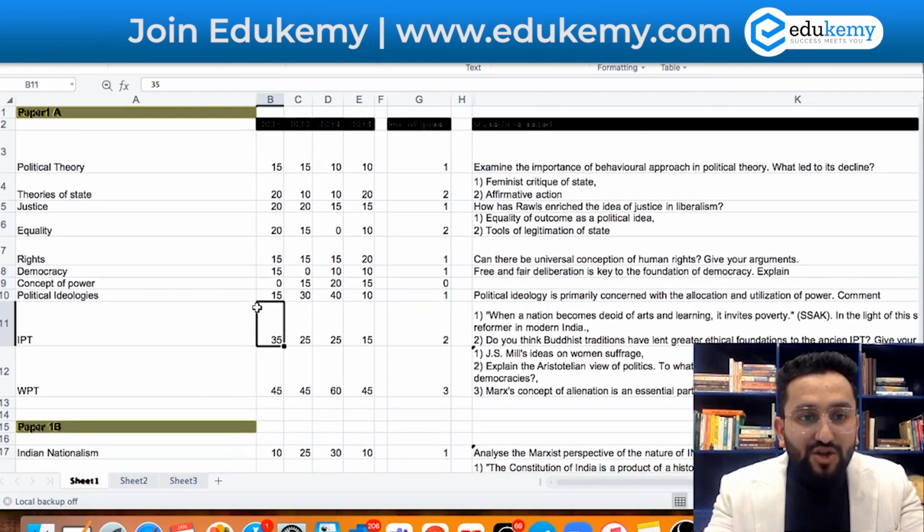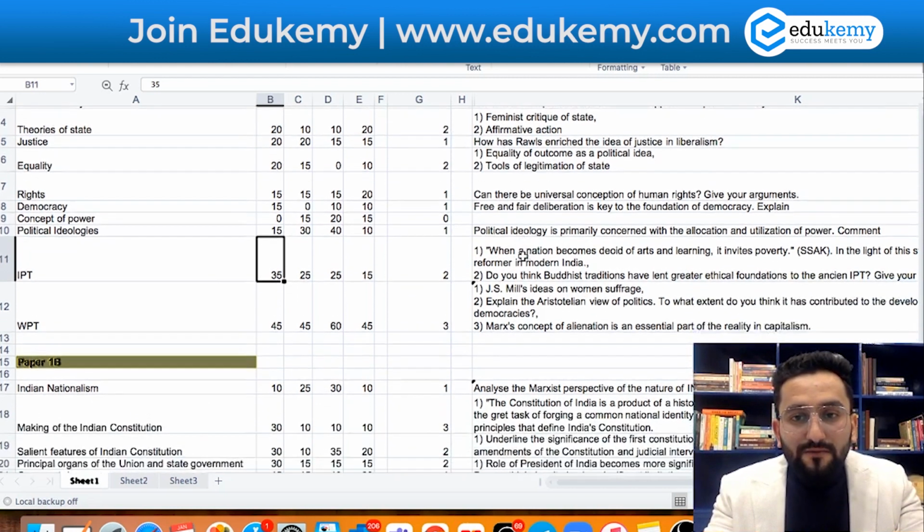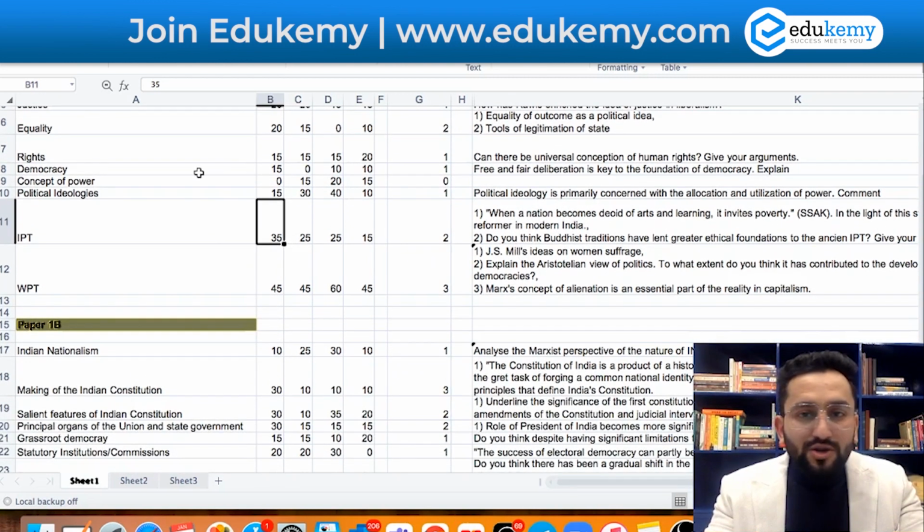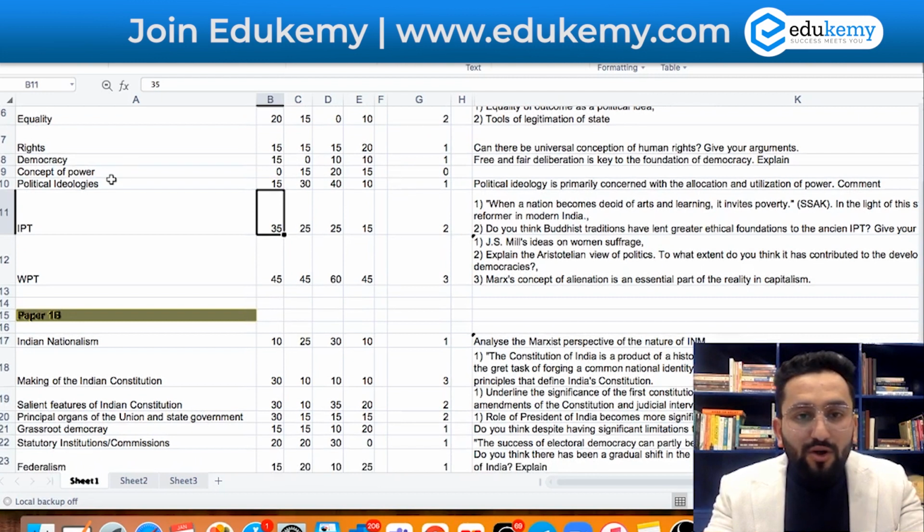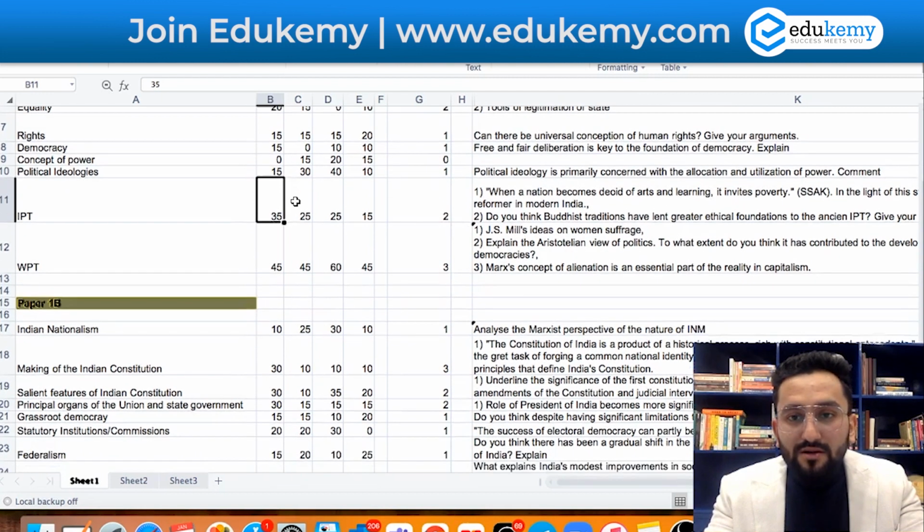So political theory you have seen: from theory of state a 20 marker question, feminist critique of state and affirmative action; from justice a 20 marker question, a question on Rawls has come. From equality two questions have come, 20 marks meaning 10 marks each. Then we have rights, 15 marks, a direct question on human rights, and democracy 15, free and fair, foundational democracy. Political ideology 15 marks.